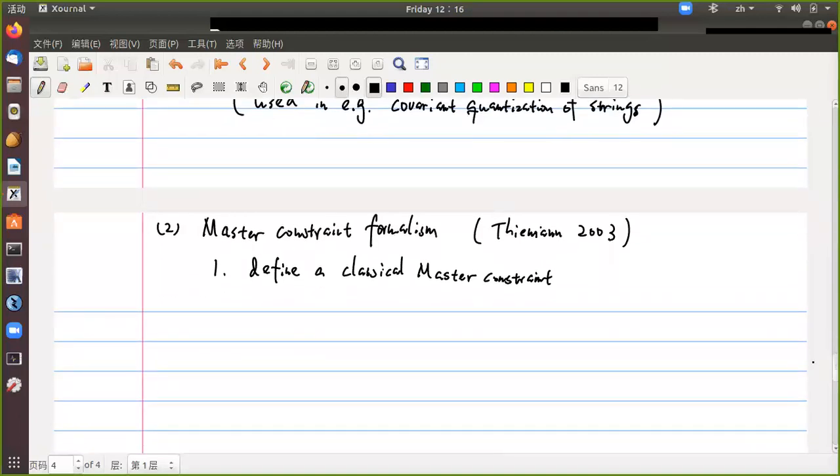But okay, so let me first write down the master constraint.